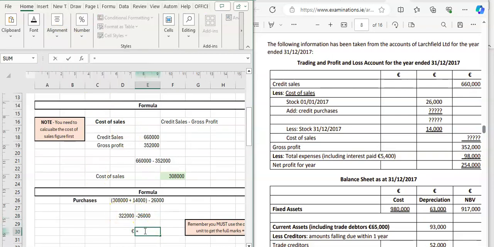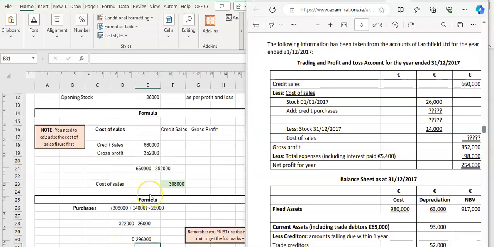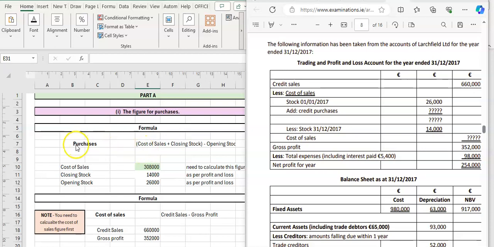So your answer then: 322,000 minus 26,000 gives you 296,000 in euros, and that's your purchases figure. There's a lot in that adjustment. So the formula is for purchases. This is my purchase figure here. I need to find out what it is.